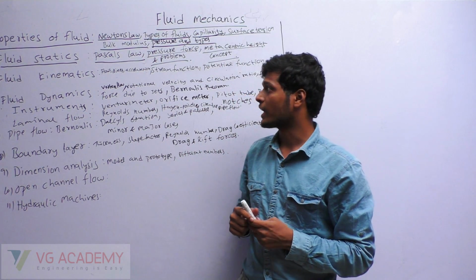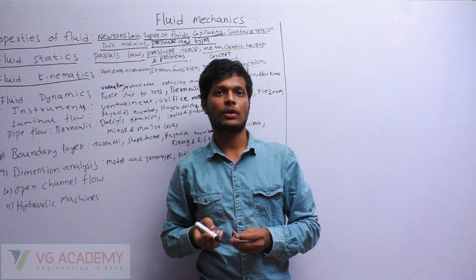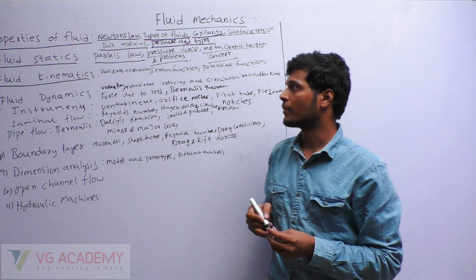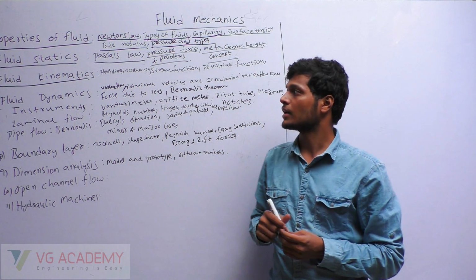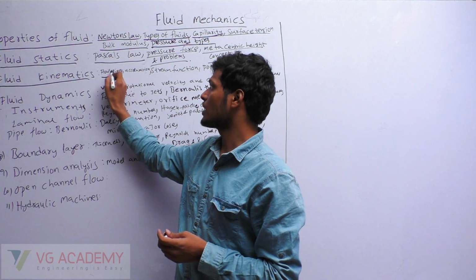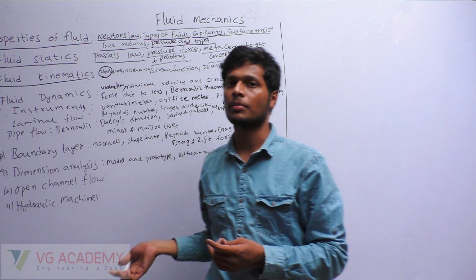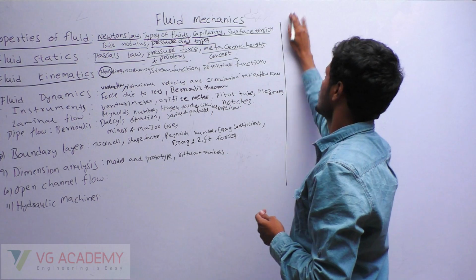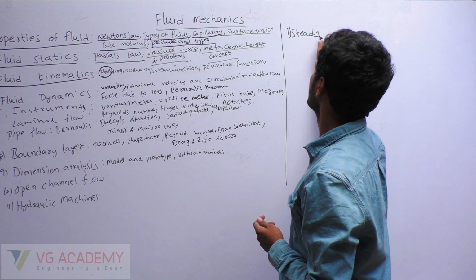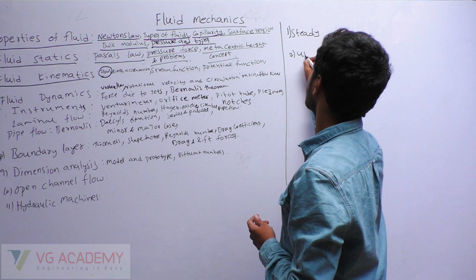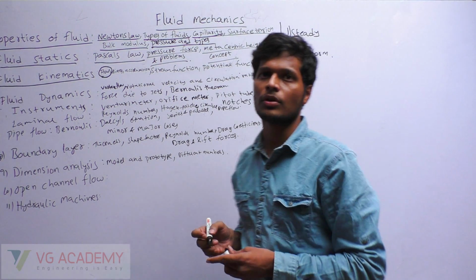Next topic, fluid kinematics. In fluid kinematics, I don't expect you will get problems, but definitions are important. We will see what definitions can come. First we will see what types of flows we have. Types of flows is very important in understanding the remaining topics also. We have to understand what is steady flow, what is uniform flow, and what the difference is. Then you can understand what is unsteady and non-uniform.